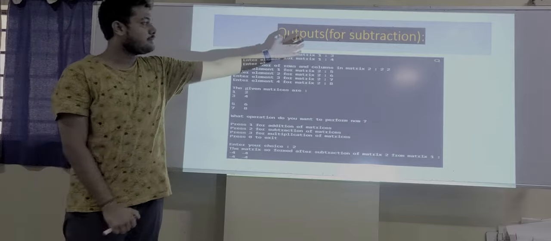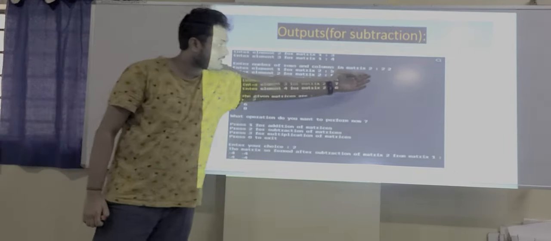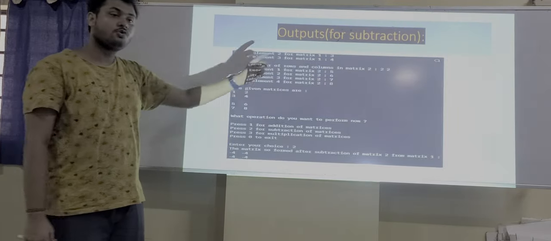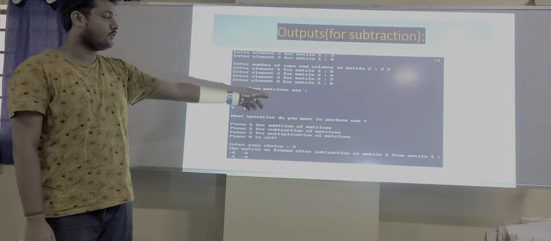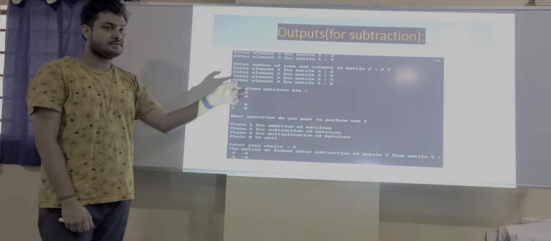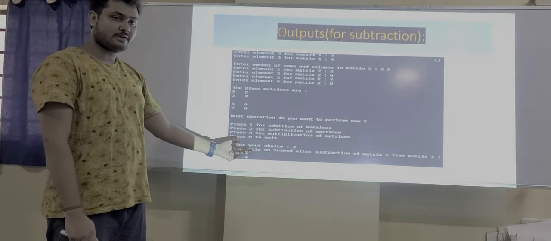So these are some sample outputs, like for subtraction. Our program will ask for the rows and columns, as we can see here, 2 by 2. So 2 by 2 will have 4 elements. So it's asking element 1, 2, 3, 4. It will also denote the number so that we can understand and have a guess of how many elements will be input. The second matrix will also happen like that.